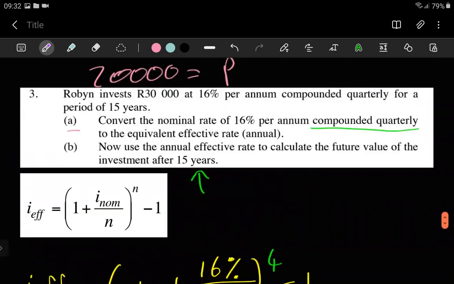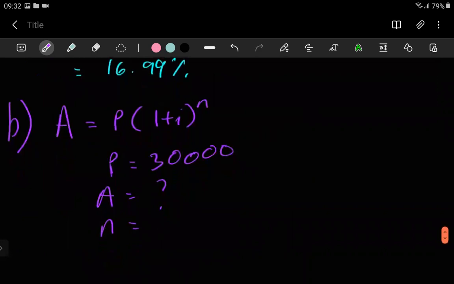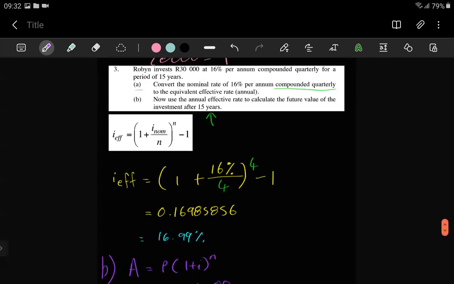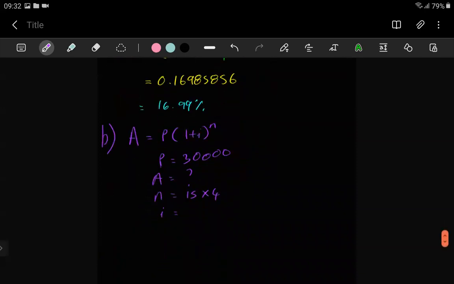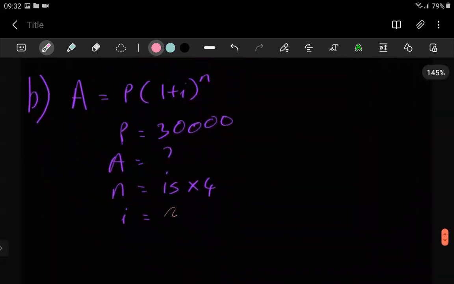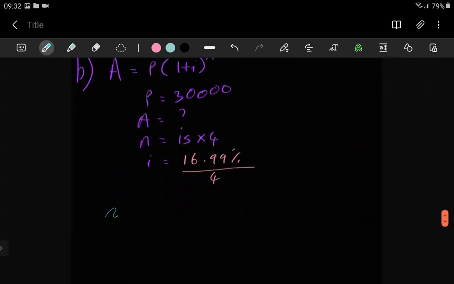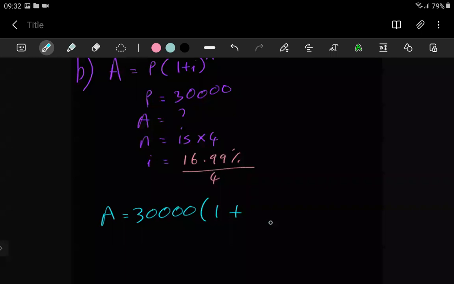With this formula, the money that's invested is 30,000, the original value. We don't know how much it's going to be worth after the 15 years. The money is compounded quarterly, so it's 15 years times 4. And the interest rate is going to be 16.99% over 4. So let's put everything into the formula: 30,000 times 1 plus the interest over 4, the whole thing to the power of 15 times 4, which is 60.